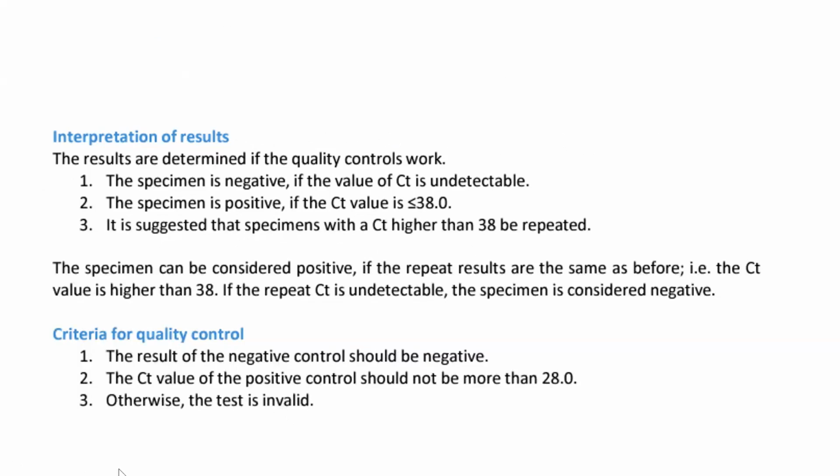The positive control will also be provided along with the kit. But what we did is that we also extracted positive samples. We had positive samples in our culture collection, and we also extracted them. In those cases, the CT value should not be more than 28. That means if it is more than 28, then we have to rerun the whole set.